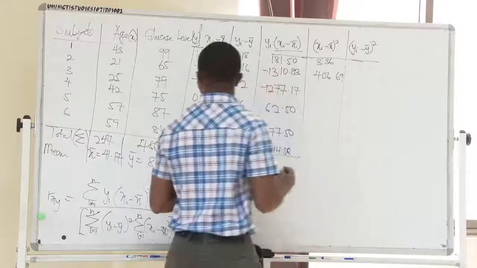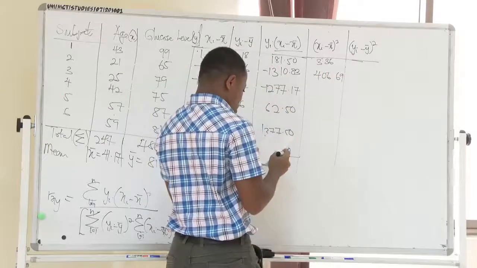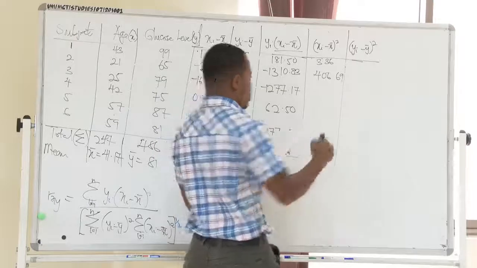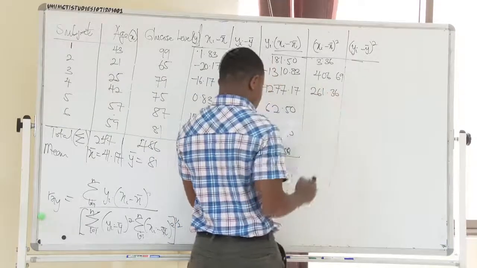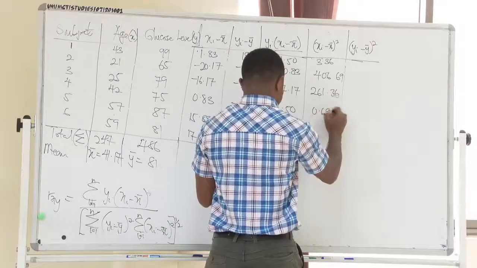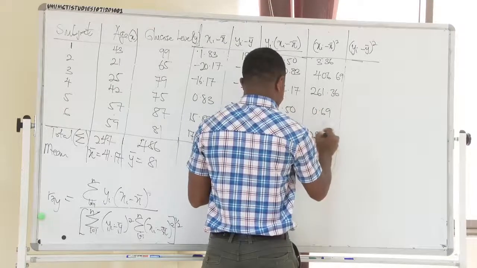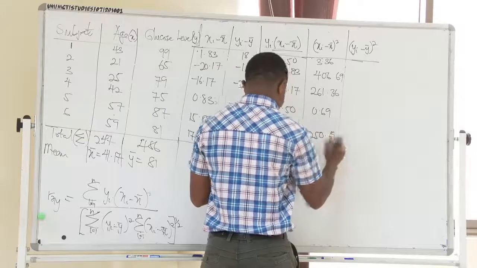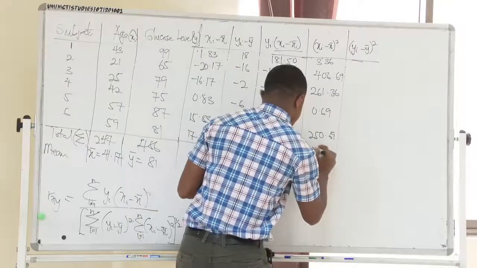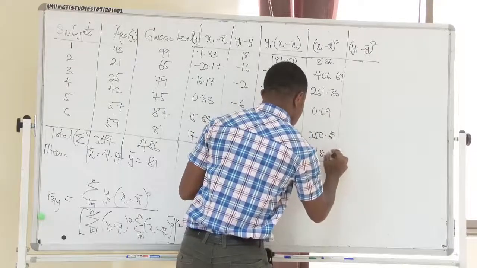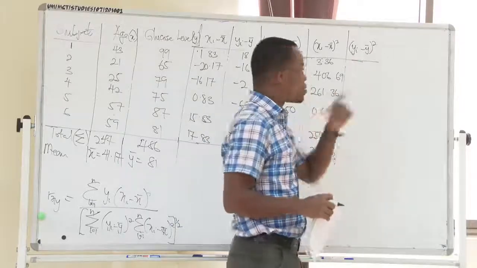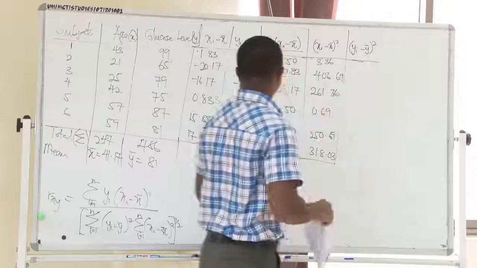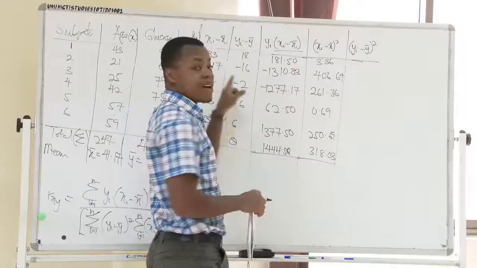406.69. Now the next one, doing the same for the similar other rows. This will be 361.36. Then we have 0.69. Then we have 250.69. Then finally we have 180.03. Now squaring the other bars, for the y minus y bar, remember we have these values right here.